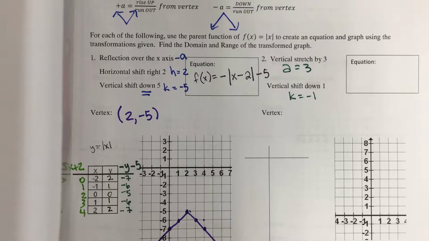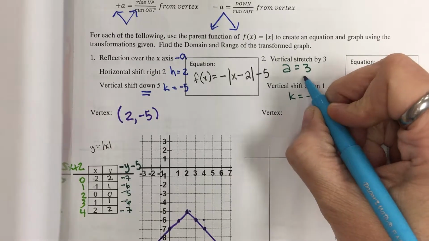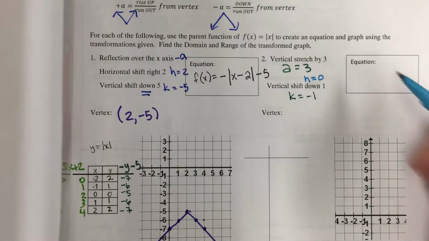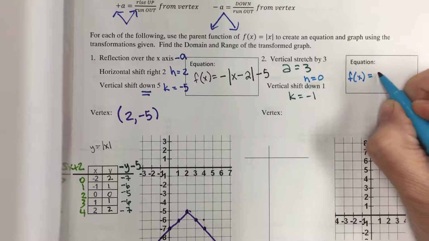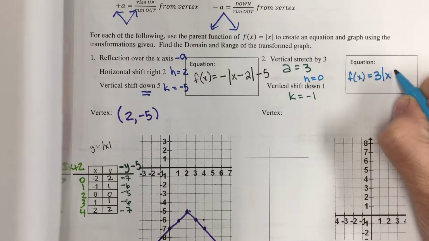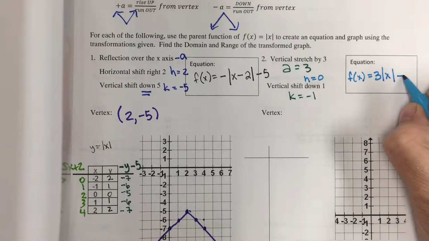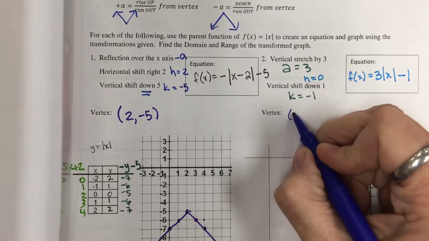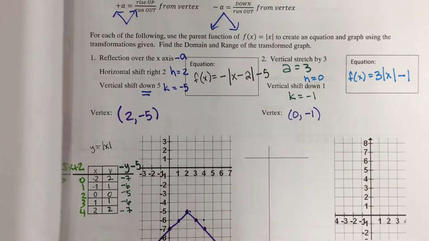Maybe some of you are like, well, where's the h? It's okay. The h value in this instance is actually 0 because we're not shifting it left or right. So this time it's going to be f of x equals 3 absolute value of x, because we don't have an h value, and then subtracting 1. Again, our h value is 0, so we leave it there, and our k value is negative 1.